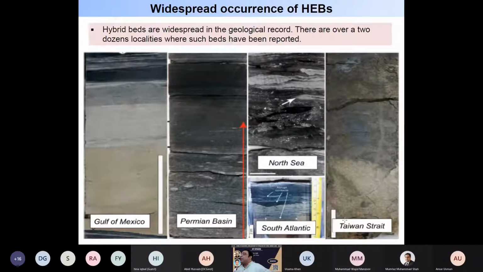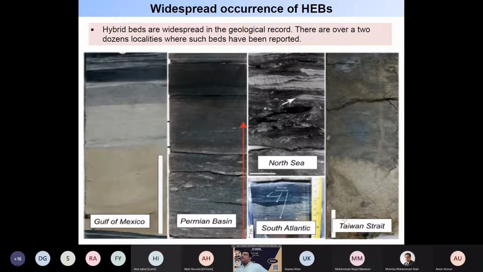A common factor between all these hybrid event beds is the clay. Clay is the culprit, because when it is entrained and crosses a certain threshold, it forces the flow transformation and deposits all sand and mud together, which is really bad from a reservoir quality perspective. But it's also a blessing in disguise for carbon work.